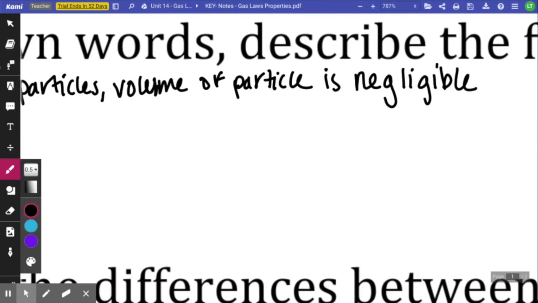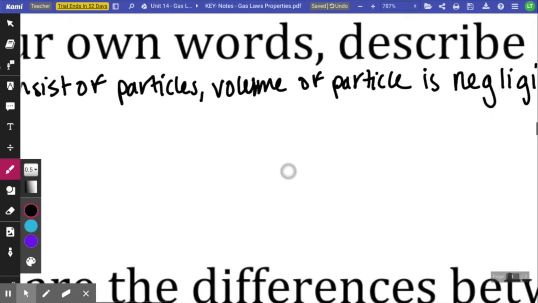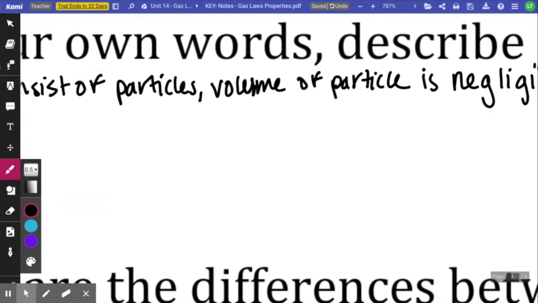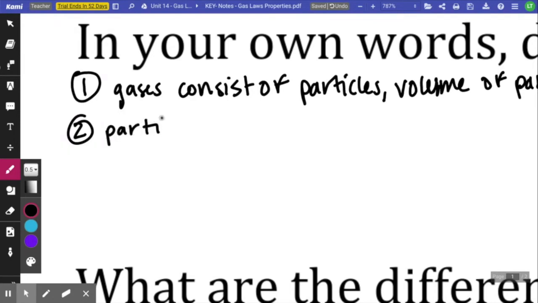So gases are made up of particles, and we might have said tiny, very, very small particles. And guys, because they're so small, we can just basically say that their volume really is negligible. It's basically because the particles are so small compared to the space in between the particles that their volume doesn't really affect anything. All right, so that's postulate number 1. Number 2 is that our particles are in constant random motion.